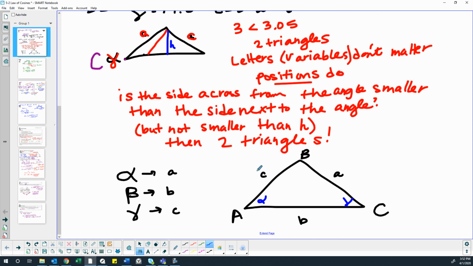I hope that helps. Also, just to be clear on labelings, alpha is opposite side A, beta is opposite side B, and gamma is opposite side C. If it's easier, just go ahead, instead of using alpha, beta, gamma, use capital A, capital B, capital C for your angles.